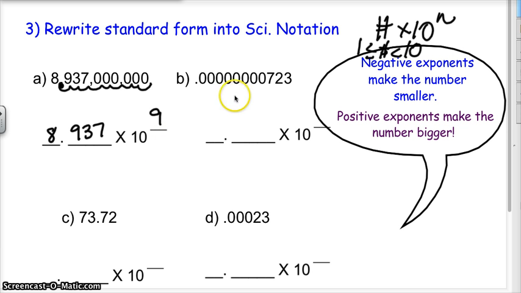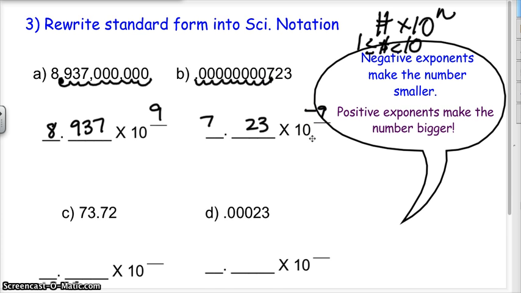Letter B, this is a particularly small number. I need the value to be between 1 and 10. So the decimal place needs to be 7.23, so that this number here is between 1 and 10. Now let's count how many places to move it. 1, 2, 3, 4, 5, 6, 7, 8, 9. This is going to be a negative 9 because it made the number smaller.